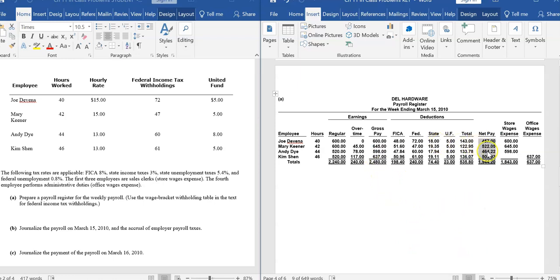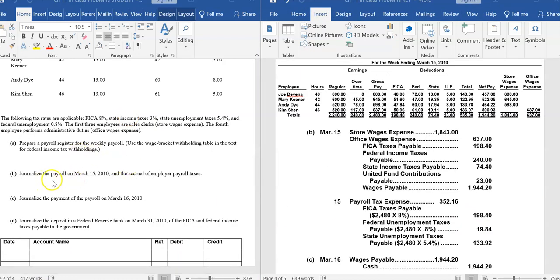3 of the employees were, what did they call them? Store wages. And the 4th is office wages. So when we record this journal entry, 3 of the 4 will have their total gross wages recorded as store wages expense, and 1 employee will have their wages recorded as office wages expense. So let's prepare the journal entry to record the payroll on March 15th. We also need to record a journal entry for the employer's share of payroll taxes.